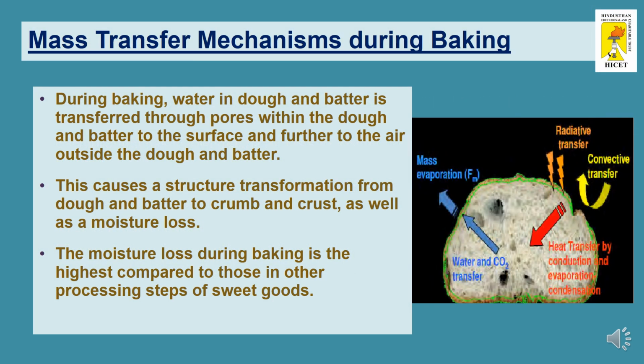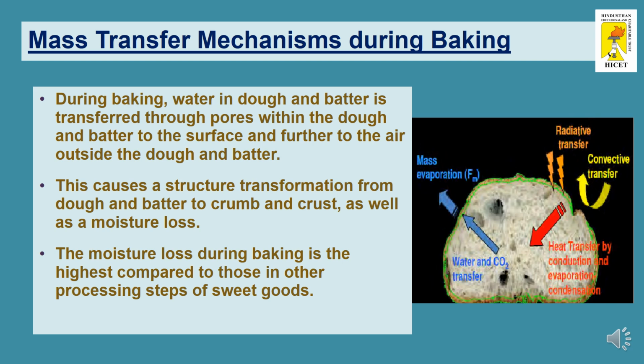Mass transfer mechanism during baking. During baking, water in dough and batter is transferred through pores within the dough and batter to the surface and further to the air outside the dough and batter. You can see in the image as the mass evaporation, water and CO2 is exceeding outside.